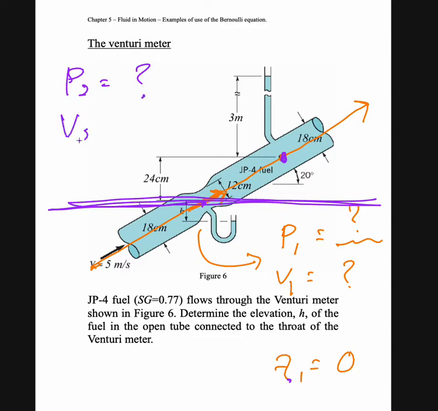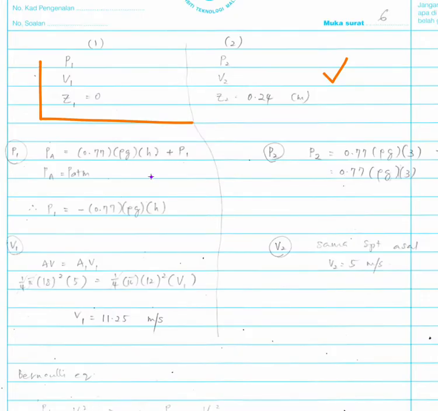And then V2 here, so we have velocity because in reality there is a velocity passing through point number 2. And for Z here, it is 24 centimeters because it is located 24 centimeters above the datum. So this is the data that you need to know from that diagram.